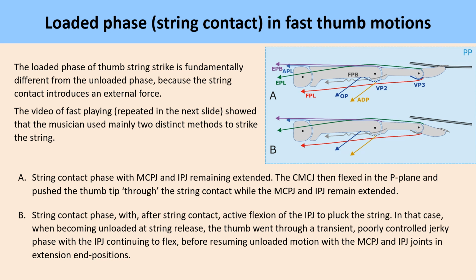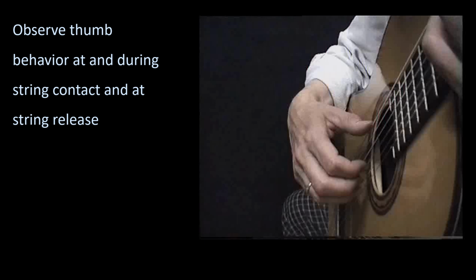B. A string contact phase with, after string contact, active flexion of the IP joint to pluck the string. In that case, when becoming unloaded at string release, the thumb went through a transient, poorly controlled, jerky phase, with the IP joint continuing to flex, before resuming unloaded motion with the MCP and IP joints in extension end positions. Observe thumb behavior at and during string contact and at string release.